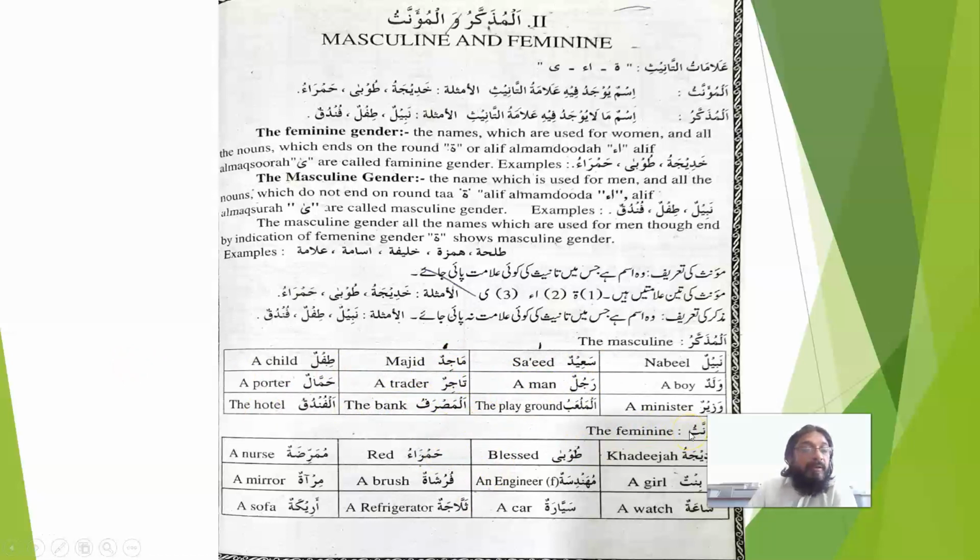Then al-mu'annath, for feminine gender. Some examples are given: Khadijatu, Tuba, Hamara'u, Mumarrizatun, a nurse, Bintun, a girl, Muhandisatun, female engineer, Furshatun, a brush, Mir'atun, a mirror, Sa'atun, a watch, Sayyaratun, a car, Thallajatun, a refrigerator, Arikatun, a sofa. So if the examiner asks you to write some feminine names, you have to choose the easiest words from here and practice.